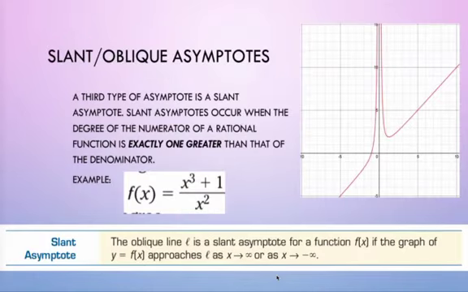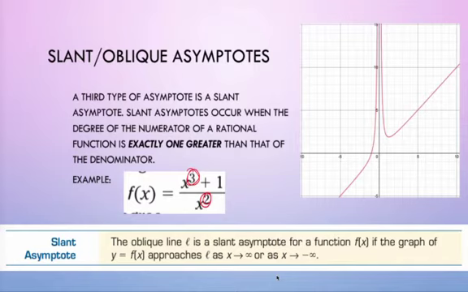Slant and oblique asymptotes, same thing. Third type of asymptote is a slant asymptote, also called an oblique asymptote. Slant asymptotes occur when the degree of the numerator of a rational function is exactly 1 greater than that of the denominator. So for example, this has a degree of 3, and the denominator has a degree of 2.